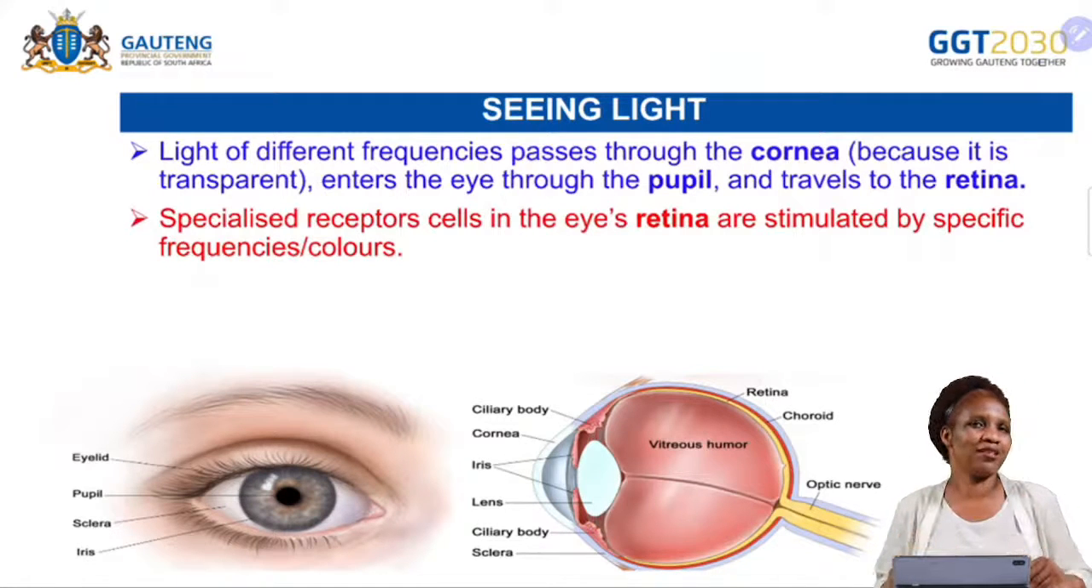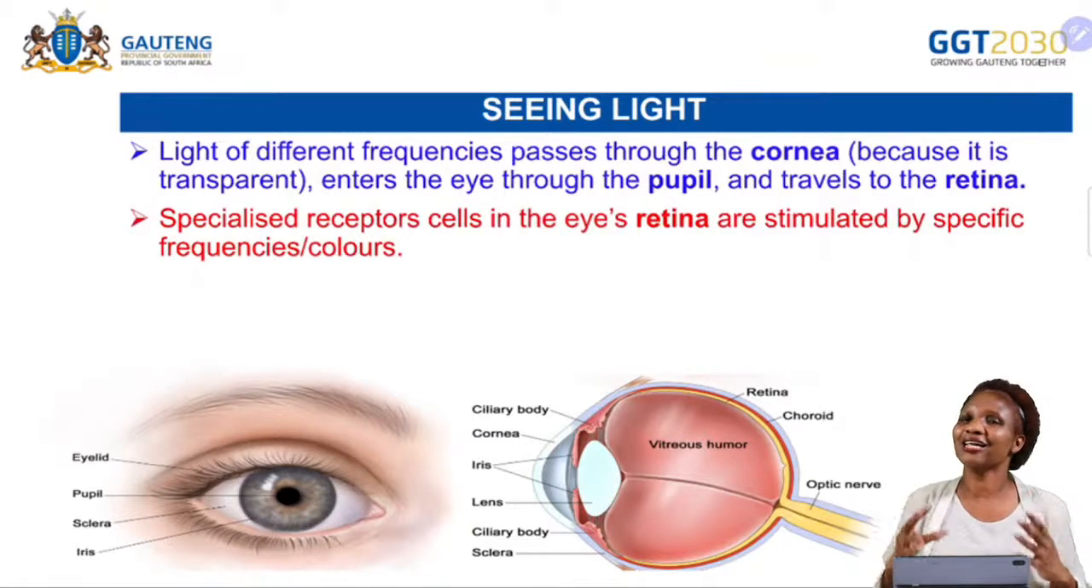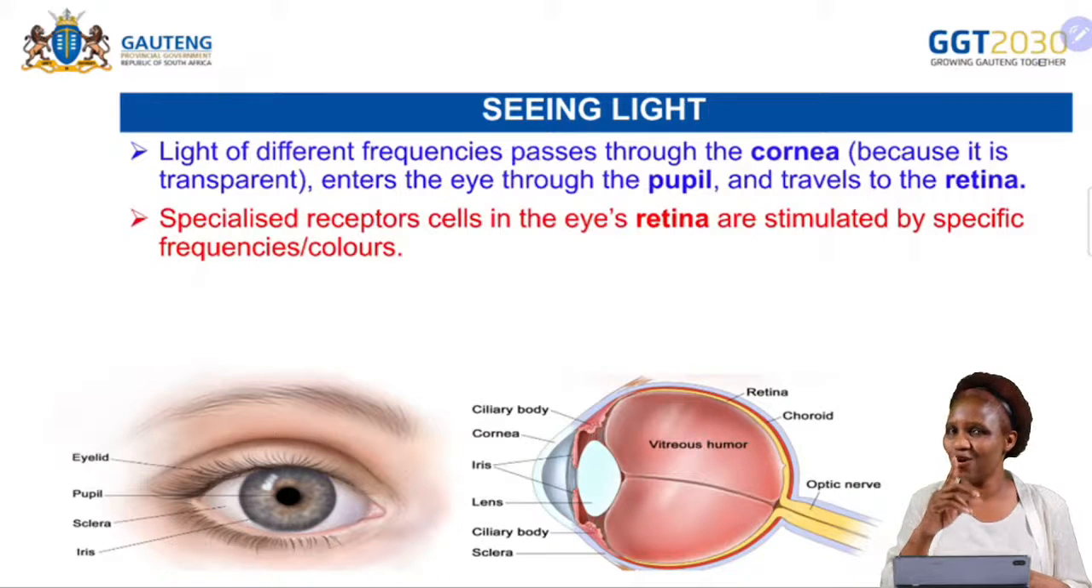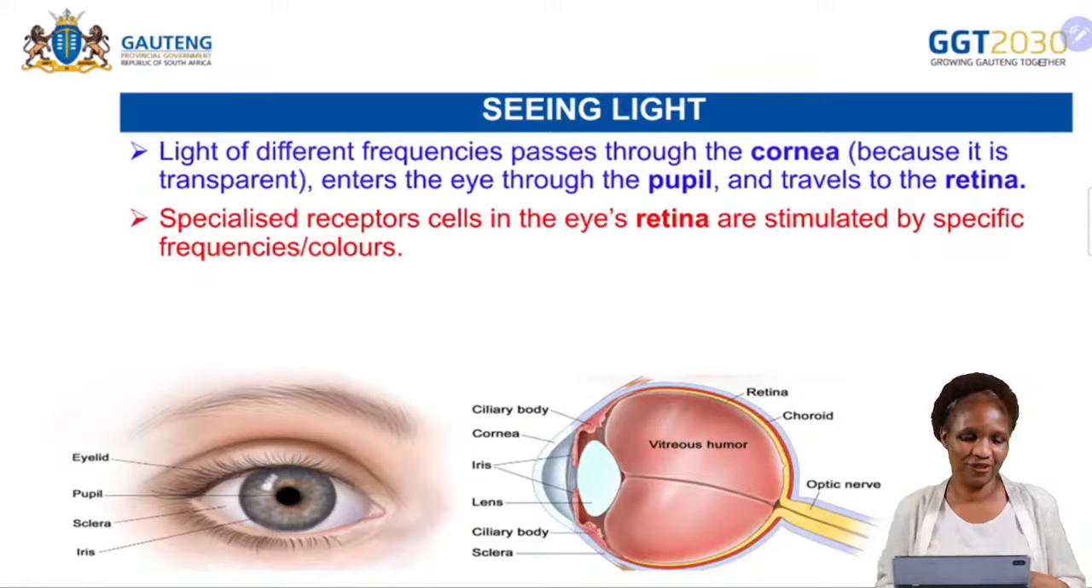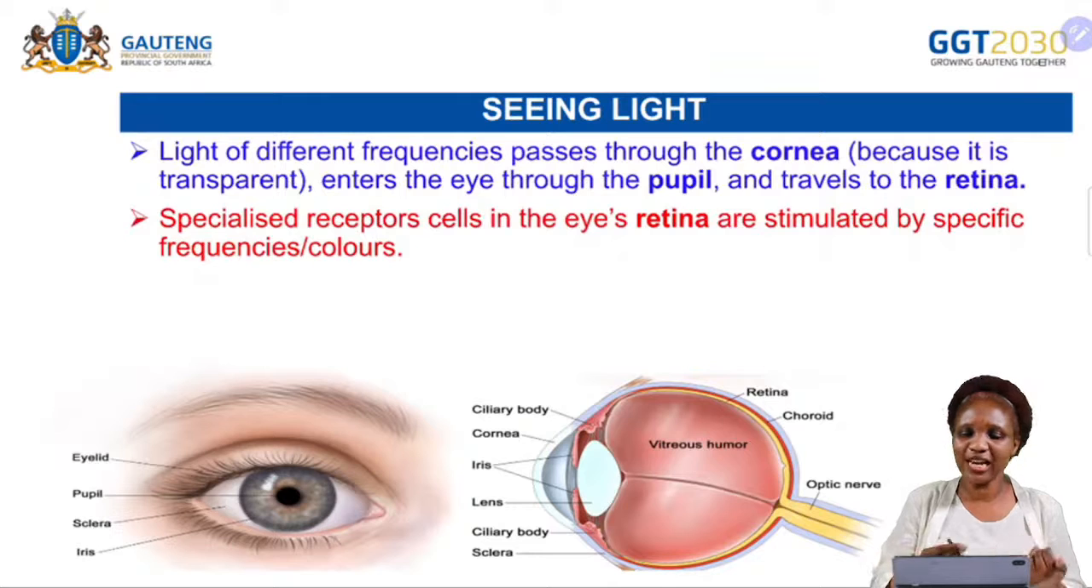What happens to the other colors of the spectrum, grade 8? What happens? The other colors of the spectrum will be absorbed. Okay, only yellow will be reflected. That's why you will see what? That's why you will see yellow. Okay. Specialized receptor cells in the eye's retina are stimulated by specific frequencies or colors.